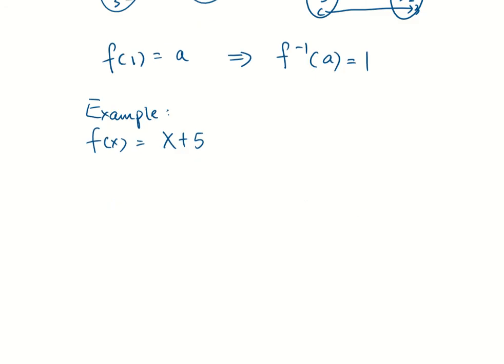Here's one example. If we have a function f of x equals x plus 5, then f of -3 is -3 plus 5 equals 2, right? So f of -3 is equal to 2. From here, we can find that the inverse of f of 2 should be equal to -3, because the inverse of f is a function that maps the output of f into the corresponding input of f.